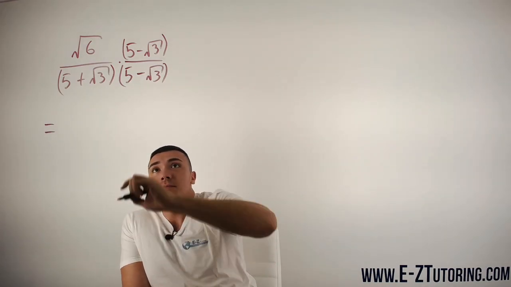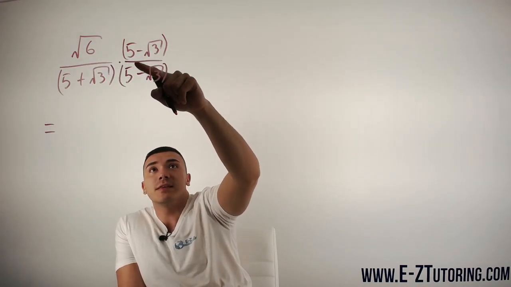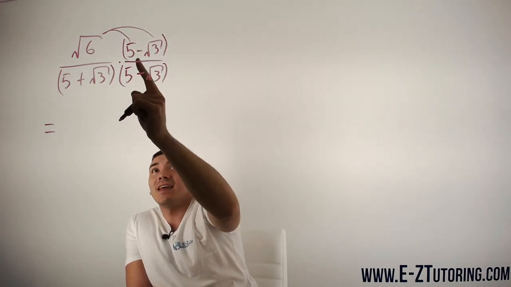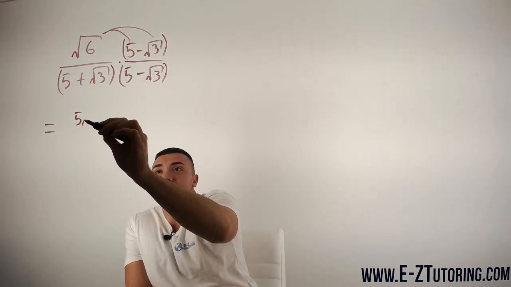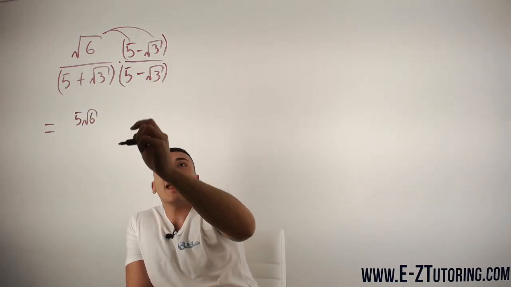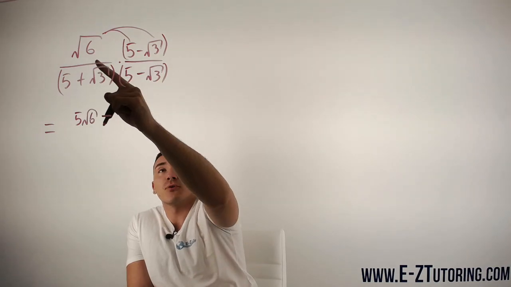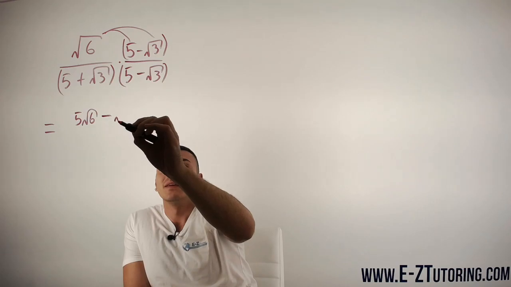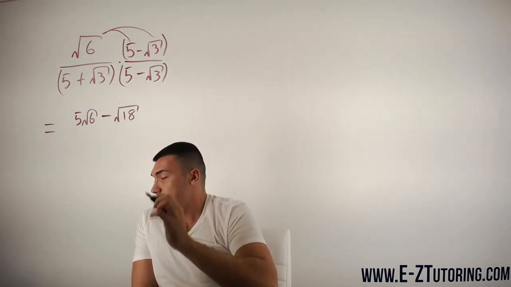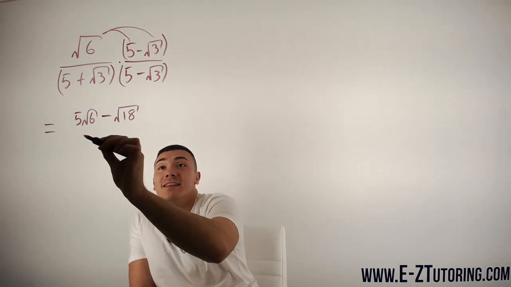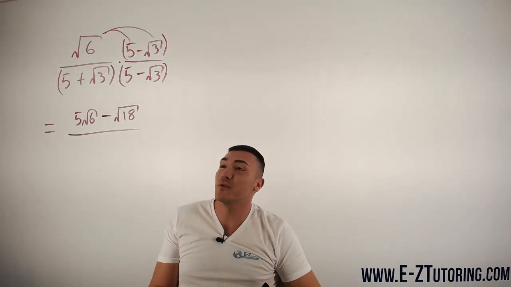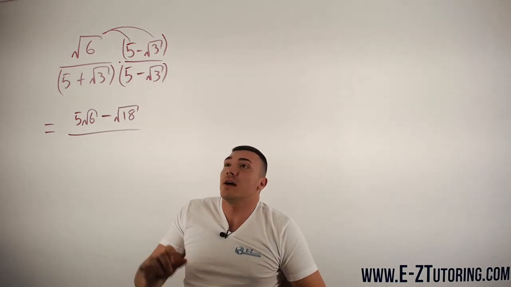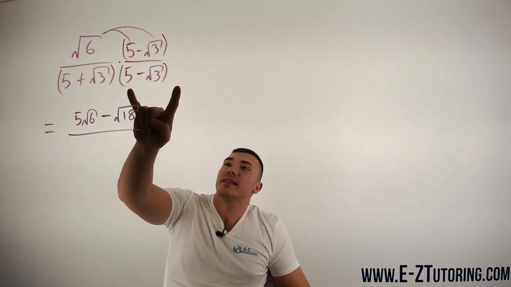All right, so multiplying square root of 6 into this set of parentheses, we must use distributive property to get 5 root 6 and minus square root 6 times square root 3 gives us square root 18. Square root 18. All right, that is the top. Now for the bottom, we have to use the FOIL method to multiply this by this.